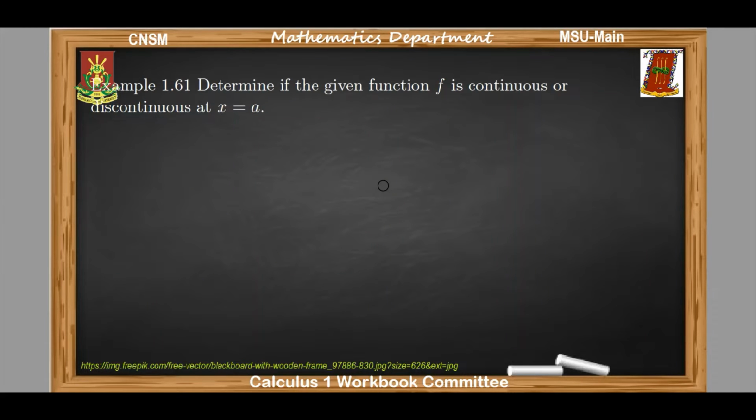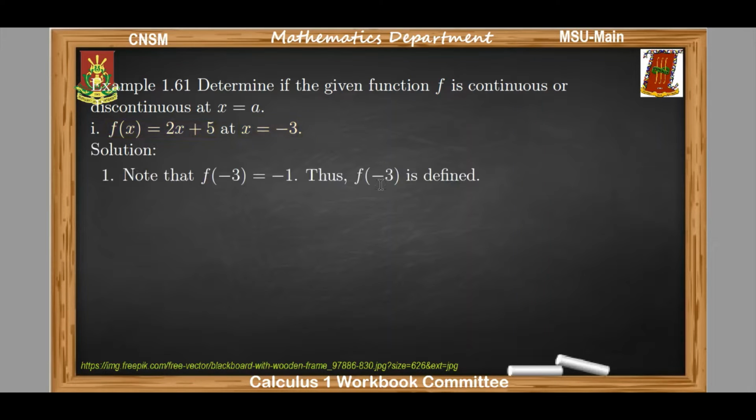So example 1.61. Determine if the given function f is continuous or discontinuous at x equals a. So first part is f of x equals 2x plus 5 at x equals negative 3. So makikita natin dito, we are given the value of x and we are given the function 2x plus 5. So solution. Note that f of negative 3 is equal to negative 1. Thus, f of negative 3 is defined.